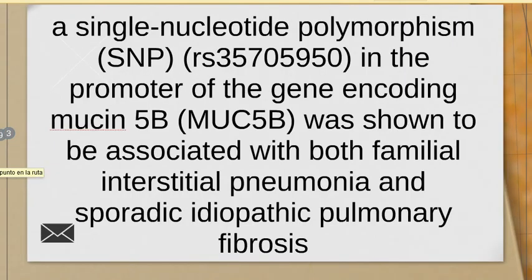A single nucleotide polymorphism, SNP rs35705950, in the promoter of the gene encoding MUC5B was shown to be associated with both familial interstitial pneumonia and sporadic idiopathic pulmonary fibrosis.